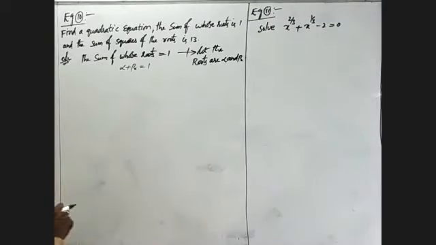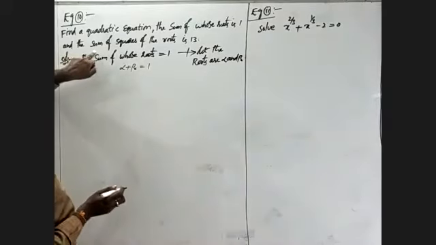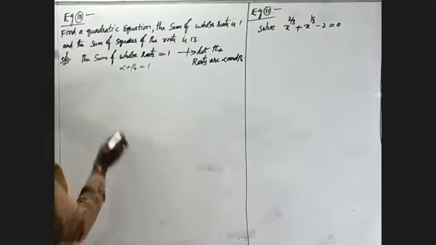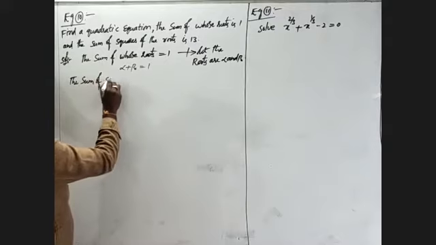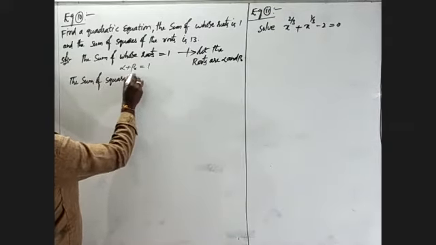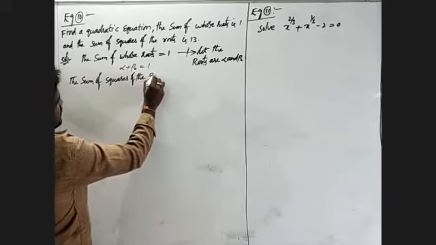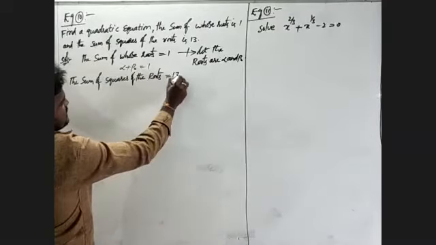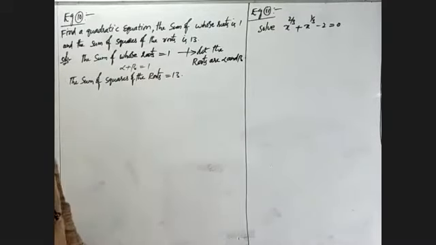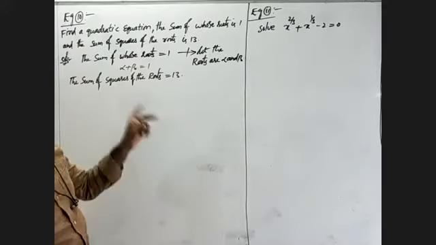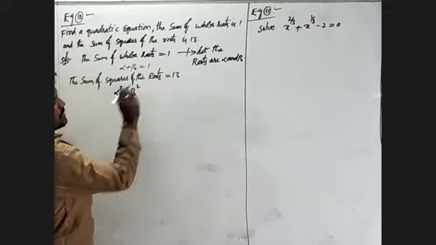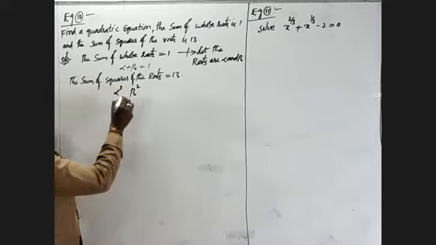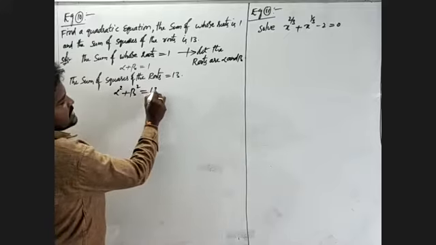After that, one more condition is given. The sum of squares of the roots is 13. One root is alpha, another root is beta. Their squares mean alpha square plus beta square, and their sum is equal to 13.